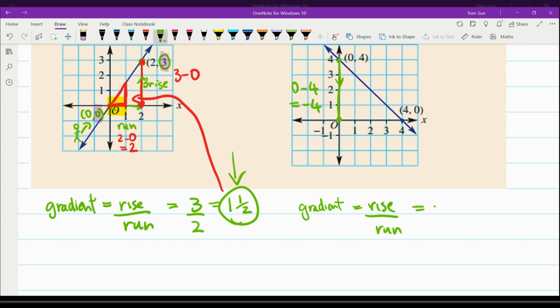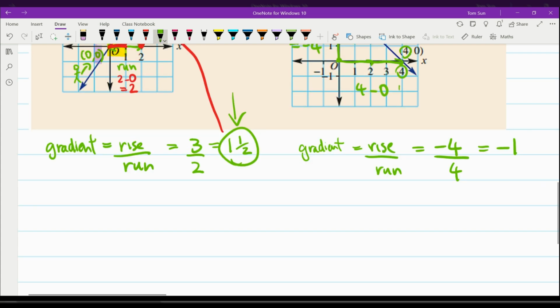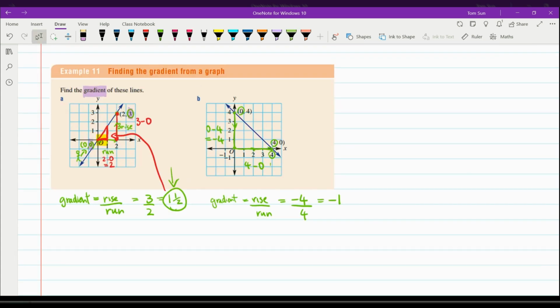This is negative 4. And underneath, this is still going to be a positive direction, right? Because you're going left to right, like we normally should be. So this is 4 minus 0, because of this 0 right here. So here I have negative 4 over 4, which gets me negative 1, which is the gradient of this line. Okay, that's a basic way of understanding gradients. If you want a more systematic way of getting rise over run, that's very straightforward as well, but you choose which way makes more sense to you.